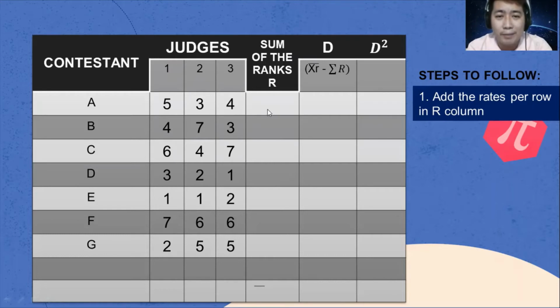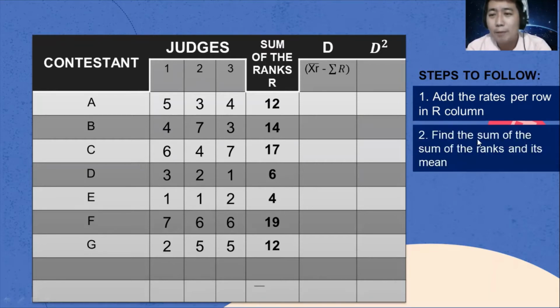5 plus 3 plus 4, that is 12. 4 plus 7 plus 3, that is 14. 6 plus 4 plus 7, that is 17. 3 plus 2 plus 1, that's 6. 1 plus 1 plus 2, it's 4. 7 plus 6 plus 6, that is 19. 2 plus 5 plus 5, that is 12. That's the first step: add the ratings per row.